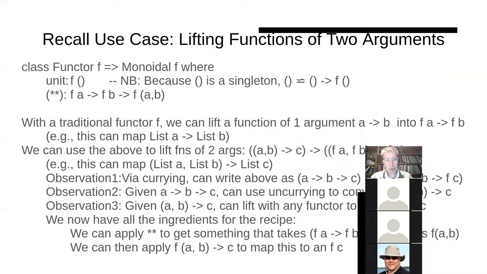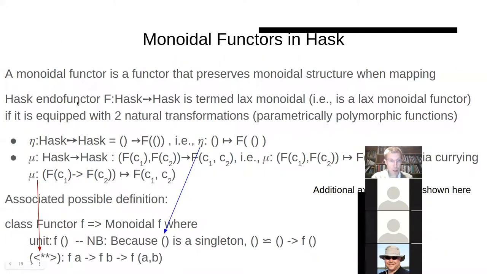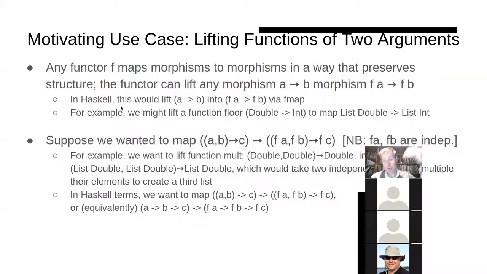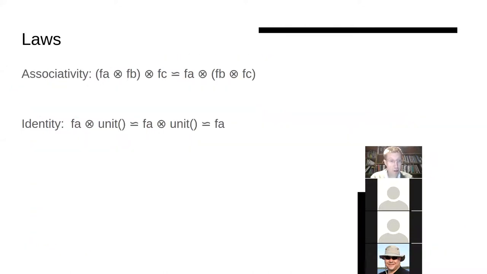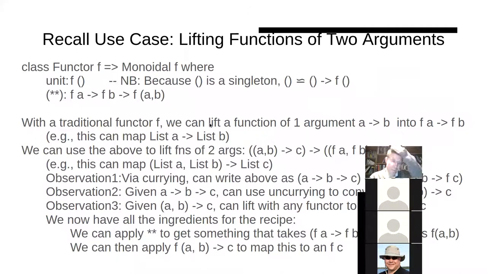Given this structure, how do we go about addressing our use case of lifting functions of two arguments into things that can apply in the lifted domain? That is, how do we take binary functions and apply them to pairs of lists to get out a list that's the result? Well, just reflect that if you have a traditional functor and we have a function A to B, we can get out a mapping. This is the lifting, right? That goes from F of A to F of B. It goes from lists of A to lists of B.